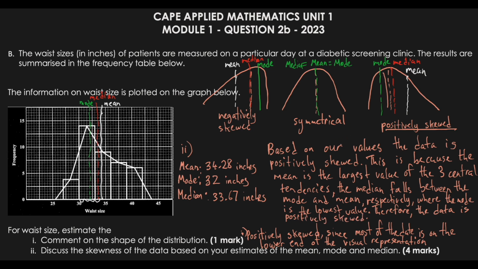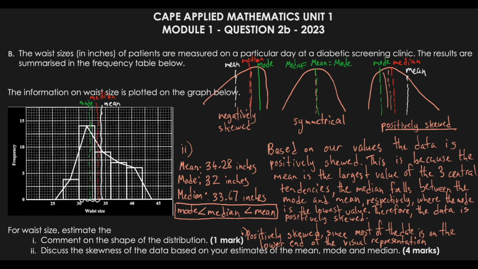Okay, so that's basically it. If we had to write it as a formula, we would be saying that mode is less than the median, which is also less than the mean. So based on expressions, this here would represent a positively skewed data set.